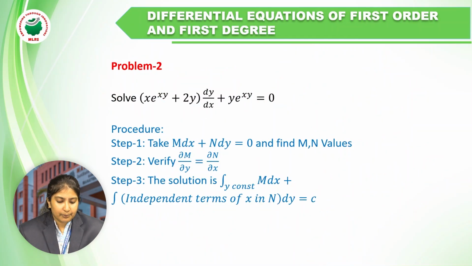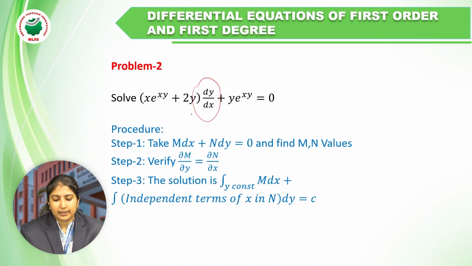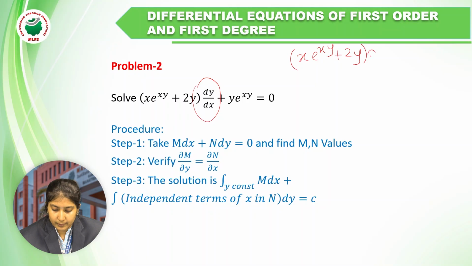If you see here, second problem: solve (x e^(xy) + 2y) dy/dx + y e^(xy) = 0. Always remember, when you are having a fractional form like this, one thing you can do is just blindly perform cross multiplication. That is what I do here. You see, (x e^(xy) + 2y) dy plus dx into y e^(xy) equal to 0.